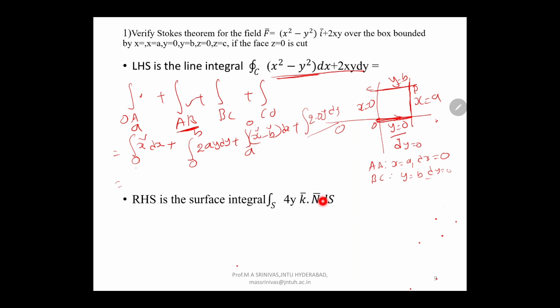Let us find the integral. Integral of x square is x cube by 3, it is a cube by 3, and 2a times integral of y is y square by 2. So if I substitute, 2a b square by 2, and here a to 0 is there.